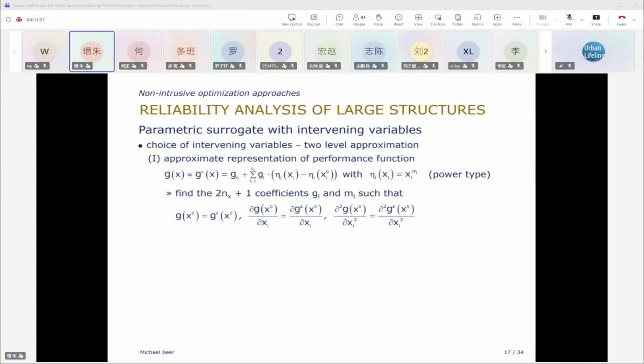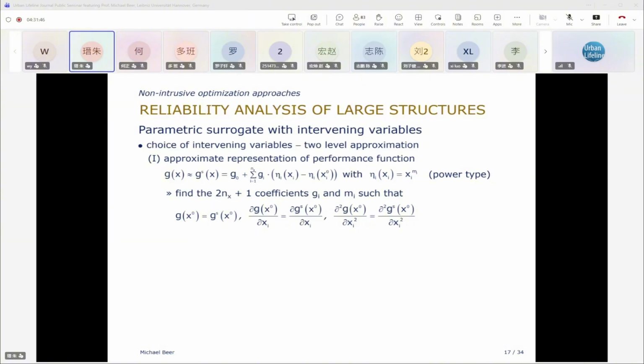If we use these power type variables, they have an exponent in the physical space, which is unknown, which we need to find. Then we want to represent the limit state surface or performance function here. We represent the performance function as a linear approximation in terms of these intervening variables. So we have the exponent of x as one unknown for each of these functions, and we have these coefficients g for each of these variables to specify the slope.